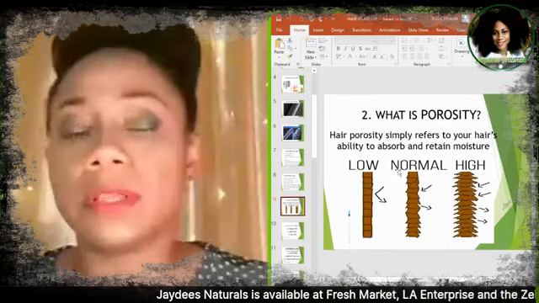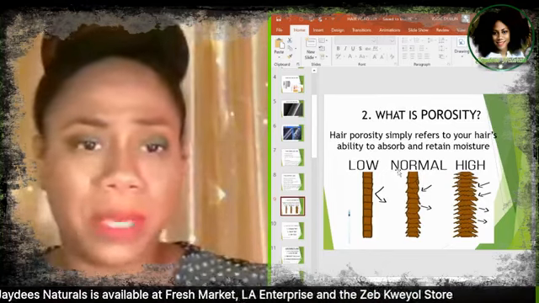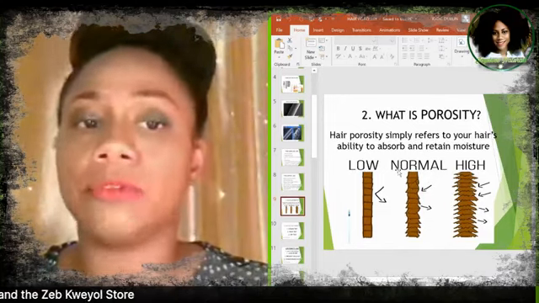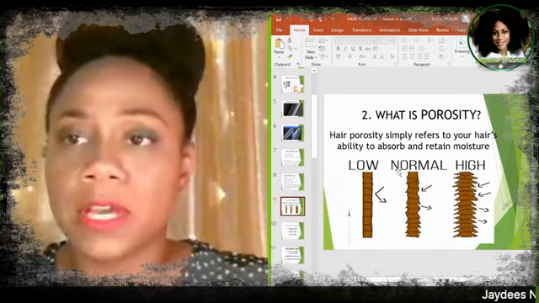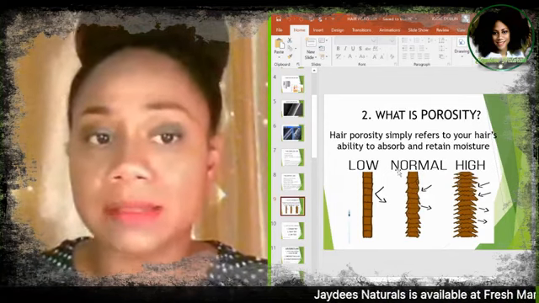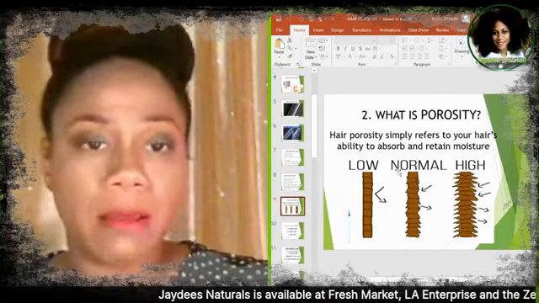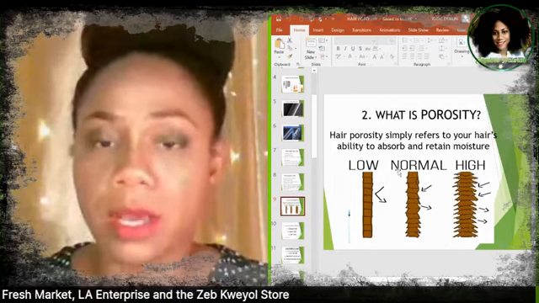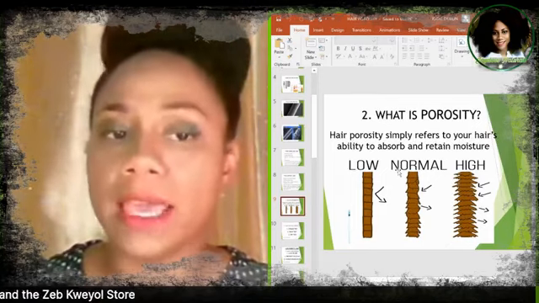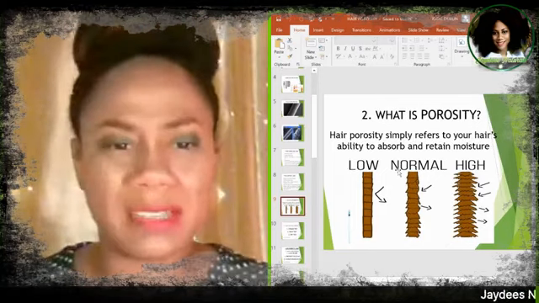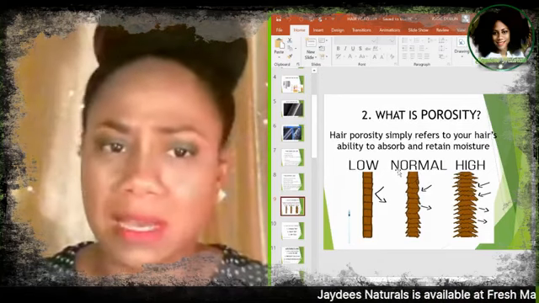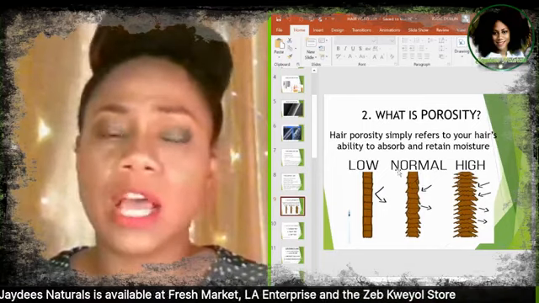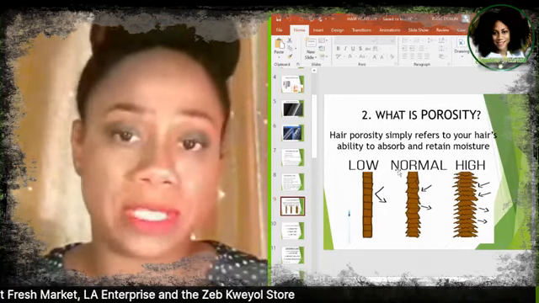So for example, the new growth, remember, that's the baby hair, the virgin hair, is going to be of a much lower porosity than the rest of the hair because it's just starting off. It's not as exposed to the elements as the rest of the hair that has already been there. And then the end of your hair, which is the oldest part, is going to have a much higher porosity because you might have some damage, maybe from heat, maybe from the sun, from just manipulation of your hair through hairstyles. So it is going to be of a much higher porosity at the ends.